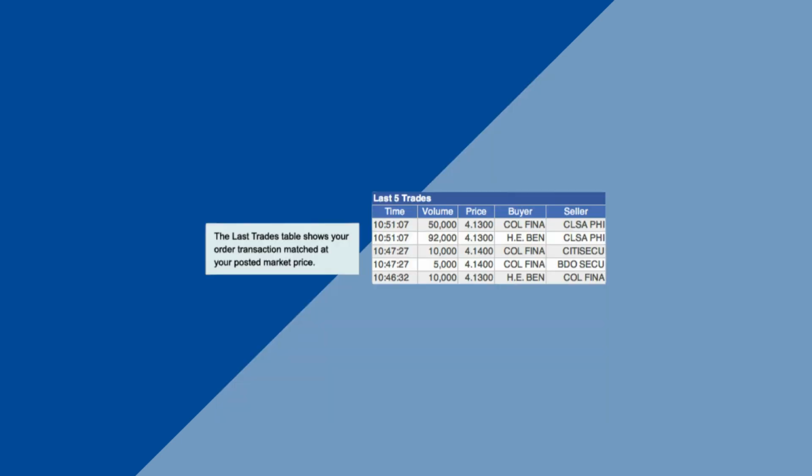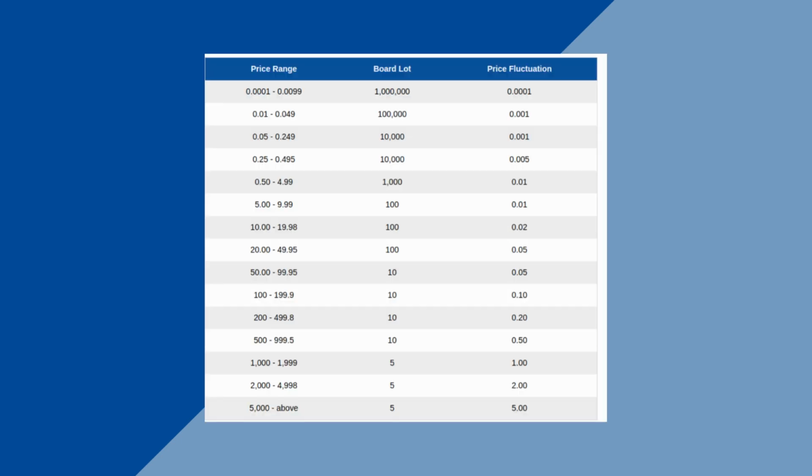When you're trading stocks, at least here in the Philippines, there's something called a board lot or round lot system. The board lot table determines the minimum number of shares one can purchase or sell at a specific price range. Therefore, the minimum amount needed to invest in stocks varies and will depend on the market price of the security as well as its corresponding board lot.